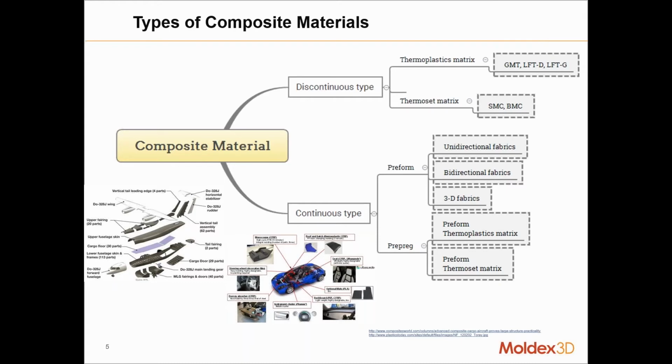Your continuous type, which is kind of like a prepreg or a mat or a preform, which consists of like your 3D fabric and different unidirectional fabrics for your prepregs or your preforms.